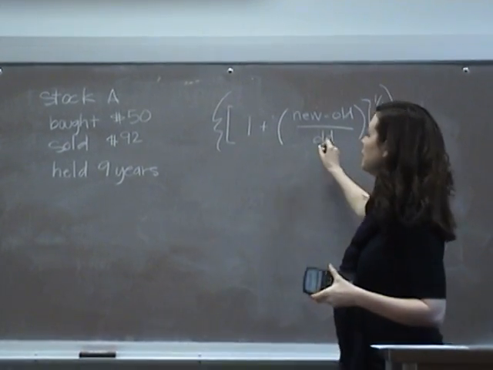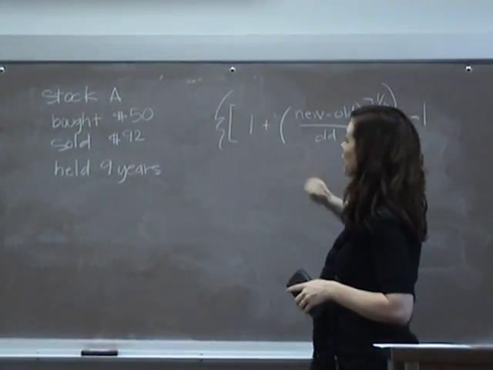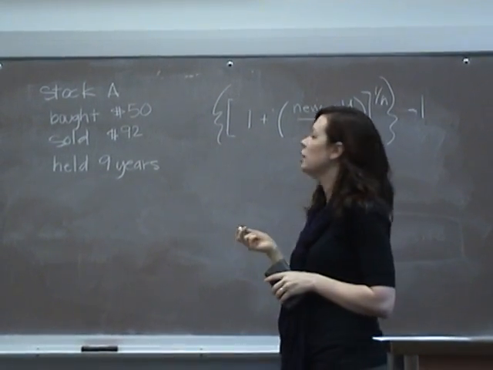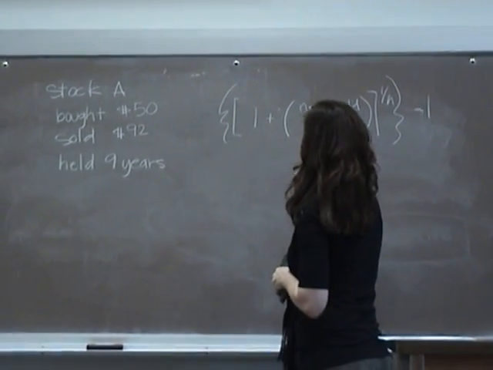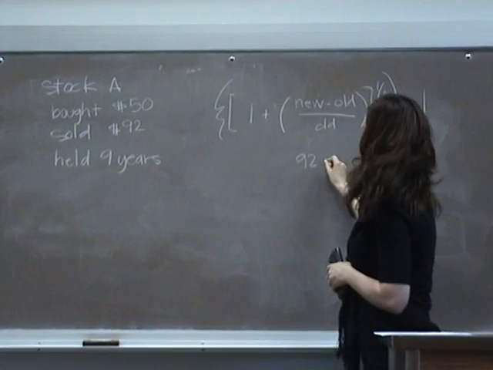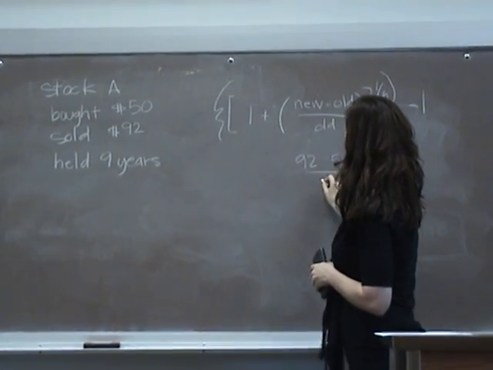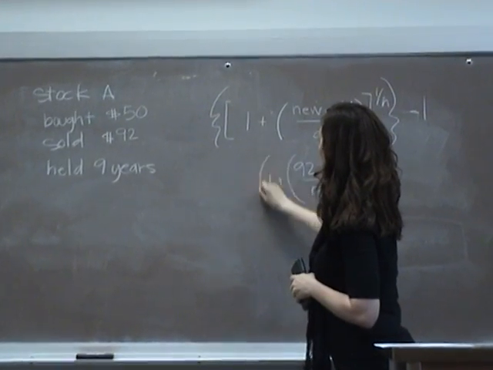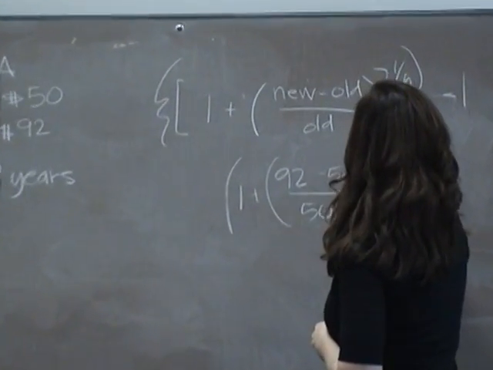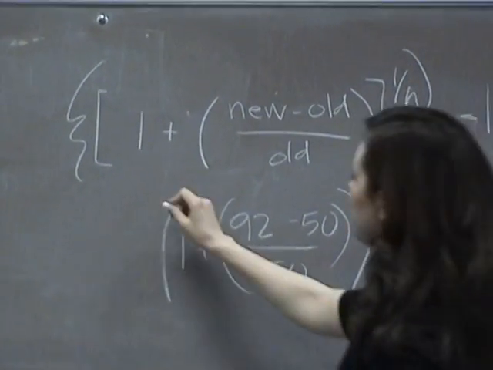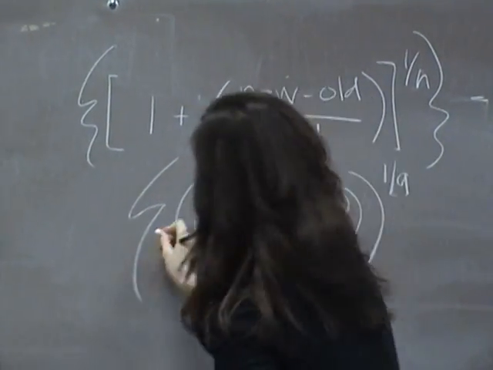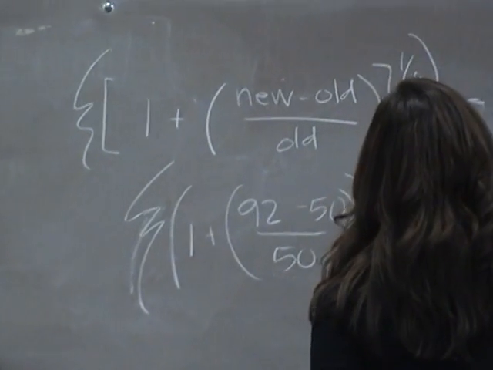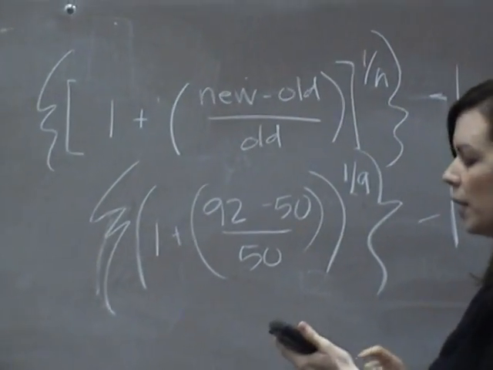Okay, so I need to get rid of my parentheses first, and I need to sub in my values first. So my new price, or the price I sold it at, is $92. My old price is $50. And I held it for 9 years. Sorry, that's a horrible bracket. And then I'm going to subtract 1.